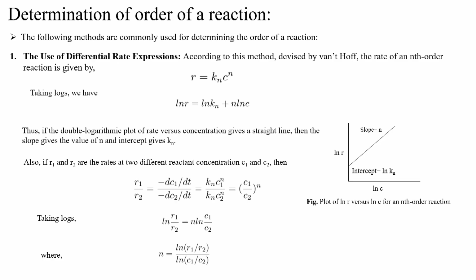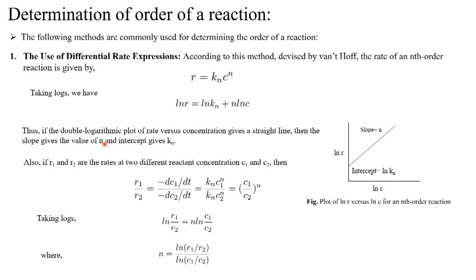Now, how do we determine the order of a reaction? The following methods are commonly used for determining the order of a reaction. The use of the differential rate expression. According to this method devised by Van't Hoff, the rate of an nth order reaction is given by this. So, if the order is n, Kn is the rate constant, rate equals Kn C to the n. Now, if I take the log, we get ln R is ln Kn plus n ln C.